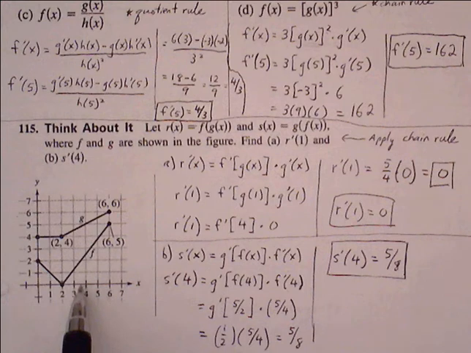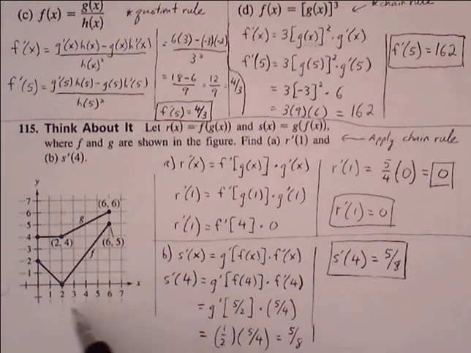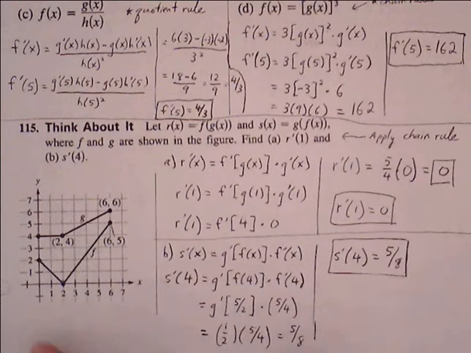Sorry, f of 4, yeah, 2.5. And the f prime of 4 we found from part A. It is the slope of this line segment. So if I choose 2 points and I find the slope, I'm going to go up 5 over 4. So replace f prime of 4 with 5/4.